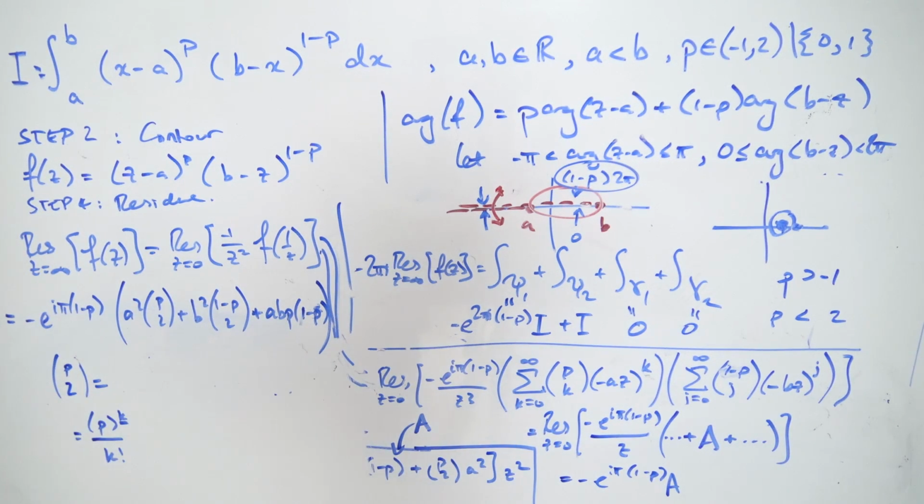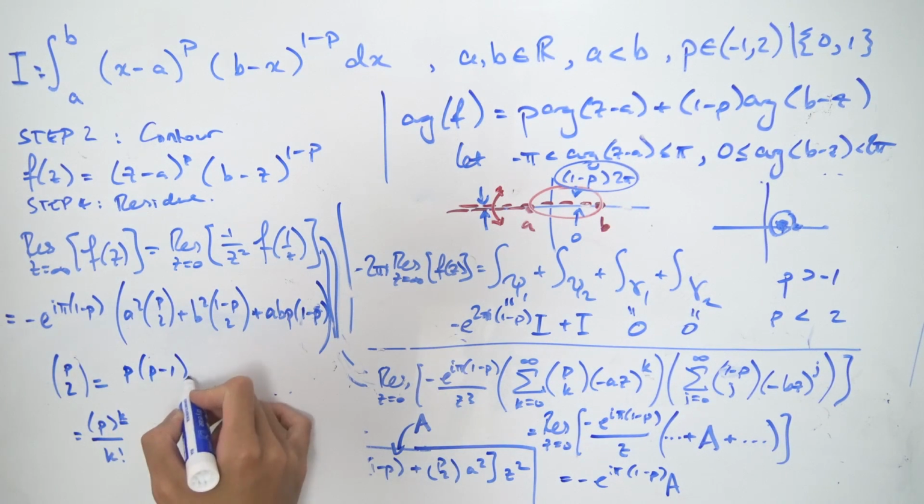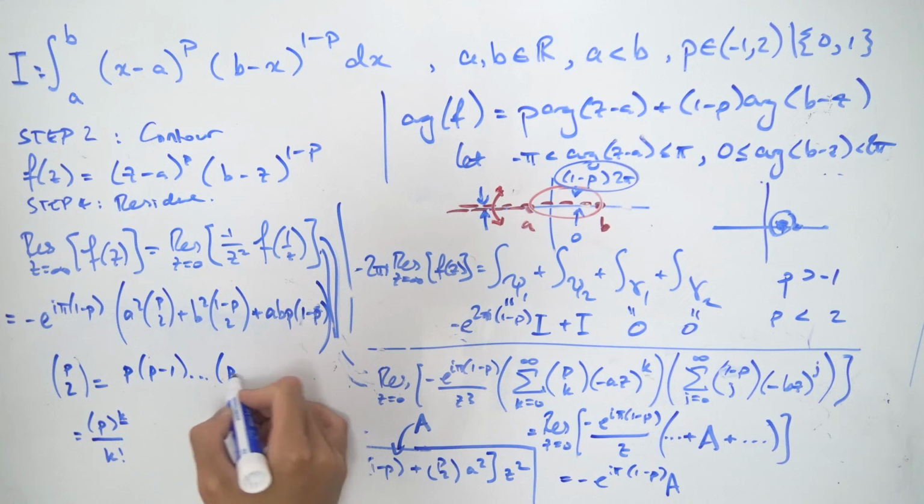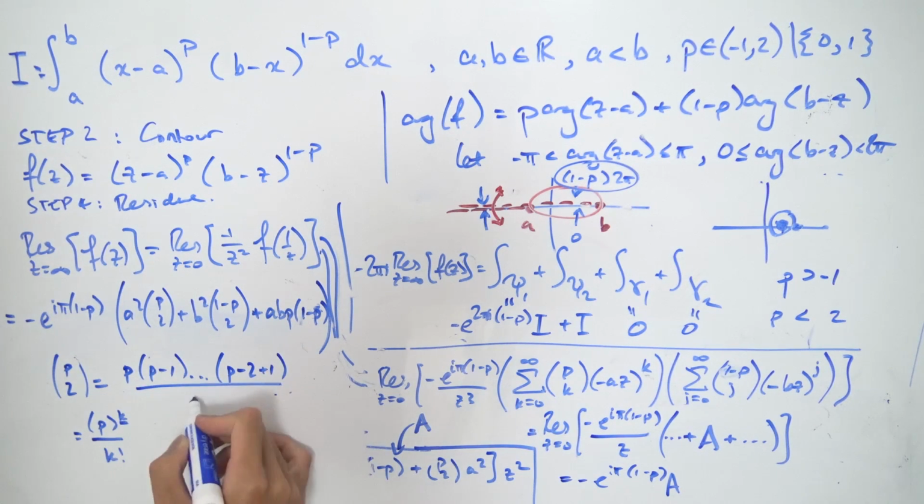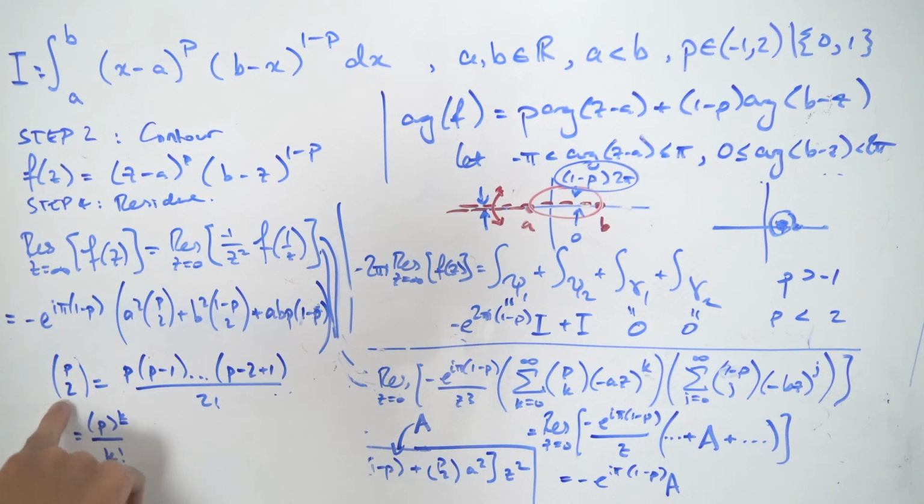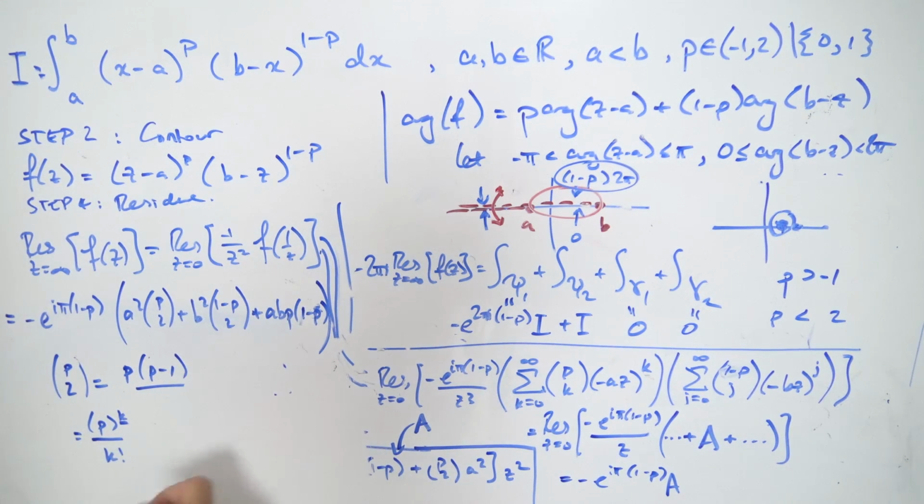So if we have p choose 2, we're going to have p, and then we're going to subtract 1, so p minus 1, and then dot dot dot, and then p minus 2 plus 1, like so. And this is divided by 2 factorial. So if we have 2 down here, we stop at minus 2 plus 1, but notice minus 2 plus 1 is exactly minus 1. So in fact, we're supposed to stop right over here. So p choose 2 is exactly p times p minus 1 over 2 factorial, which is 2.